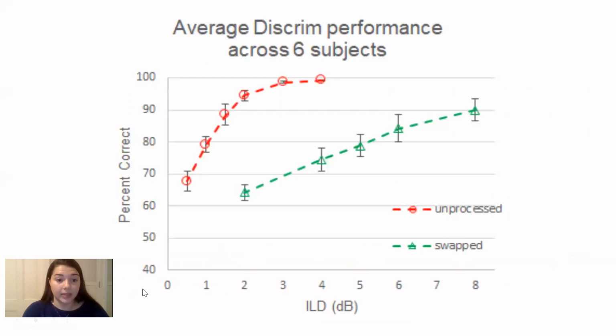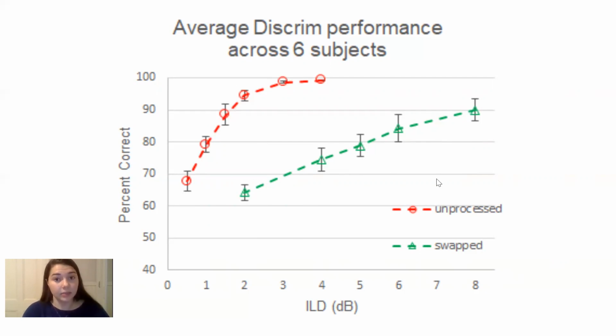So here are results from that study. We have the ILD on the x-axis and the percent correct in identifying the burst with the positive ILD on the y-axis. So each one of these data points is the average of 6 subjects who each tested each condition 100 times, meaning that each data point here represents 600 trials. So as you can see, the unprocessed condition shows significantly better performance than the swapped condition, meaning that our algorithm was effective in degrading sound localization.